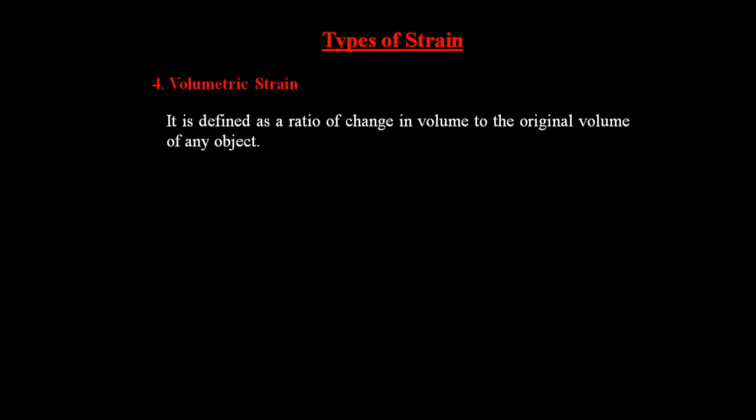that is going to undergo deformation. So the formula we can write it as EV, volumetric strain. EV is equal to change in volume by original volume. For this one also there will be no units because we are taking the ratio between the two volume quantities only. So that is about types of strains.